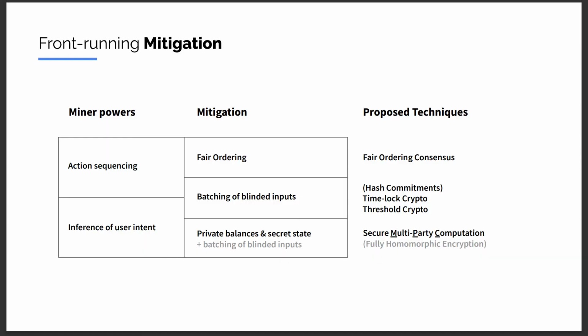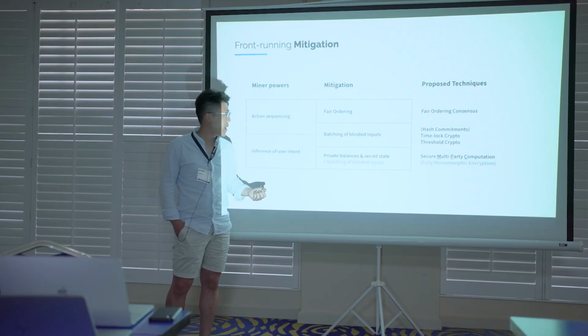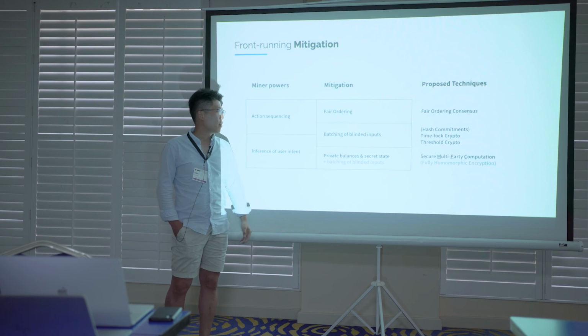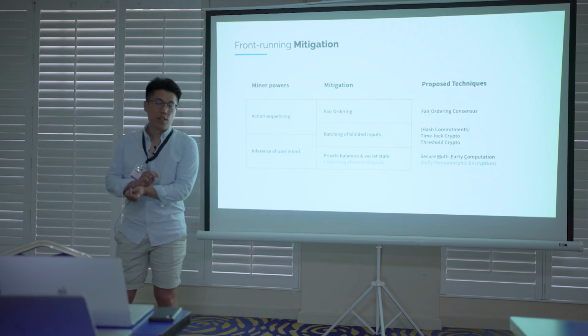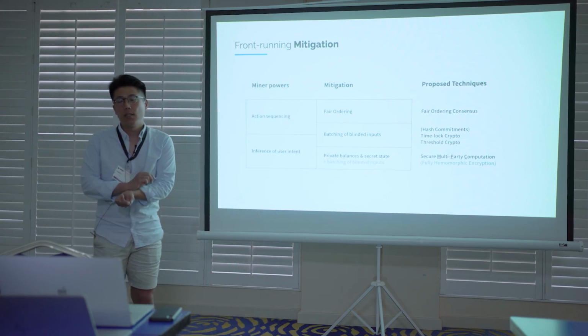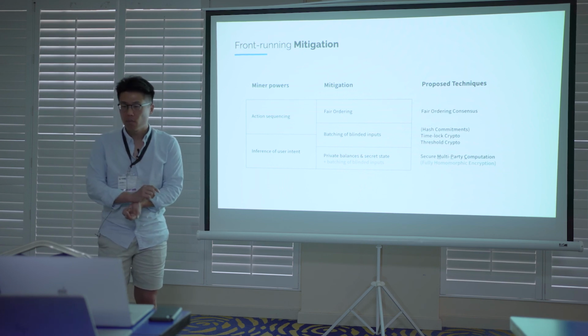So that brings me to the end of our presentation. We talked about the miner powers and how they can be mitigated: fair ordering, batching of blinded inputs to remove the powers of action sequencing and the inference of user intent. We argued that batching is not enough. We also need private balances, which we get from privacy-preserving smart contracts implemented with MPC. And we saw that with secret state, we can actually implement certain features which are not possible otherwise, such as scheduled orders or fair NFT launches, for example. Yep, thank you very much.